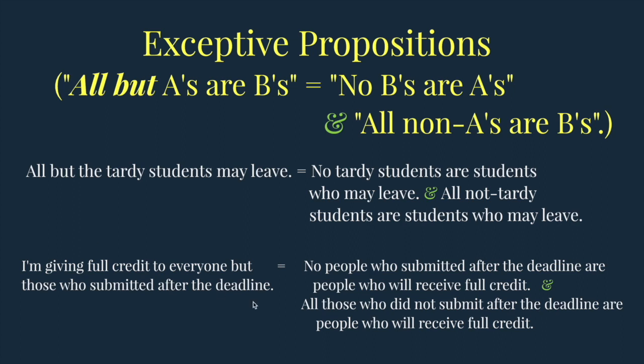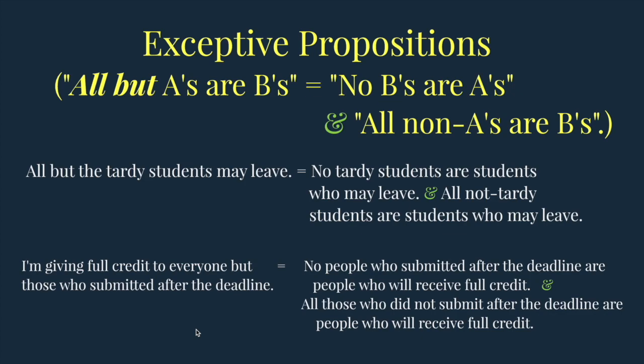So I'm actually saying two things here. I'm saying no people who submitted after the deadline are people who will receive full credit, and all of those who did not submit after the deadline, if I wanted to put that in other words, I might say all of those who submitted before the deadline, but I want to maintain some consistency here with talking about people who submit after the deadline. So all of those who did not submit after the deadline are people who will receive full credit, in addition to none of the people who submitted after the deadline are people who will receive full credit. Two sentences, two categorical statements out of the one natural language statement.